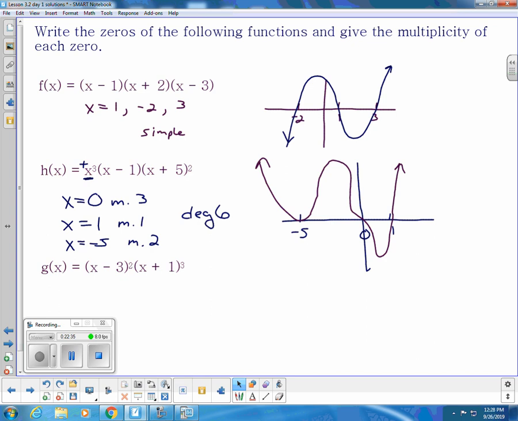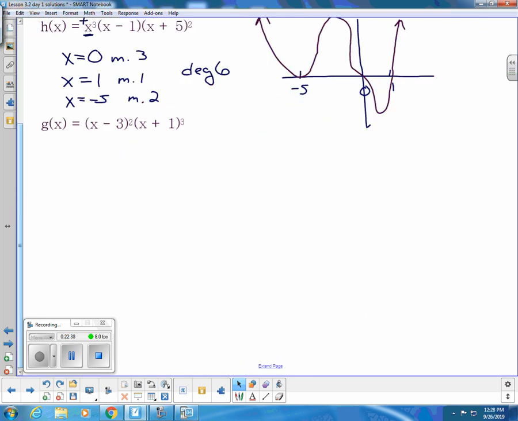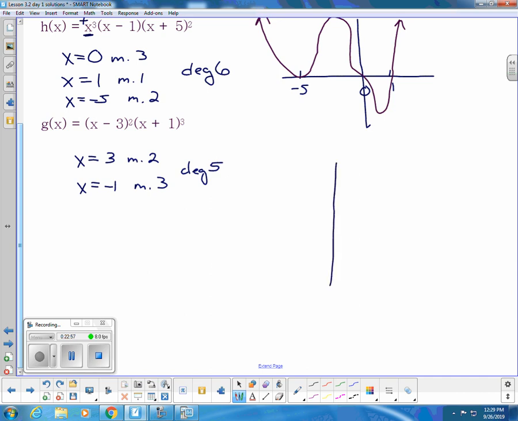Okay? Okay, last one. And then we'll get to some actual graphing here. What's our first zero? 3, multiplicity of 2. Next one is -1, multiplicity of 3. What's our degree? 5. Is it positive or negative? Positive. So where are we going to start? Start low and ends high, right?